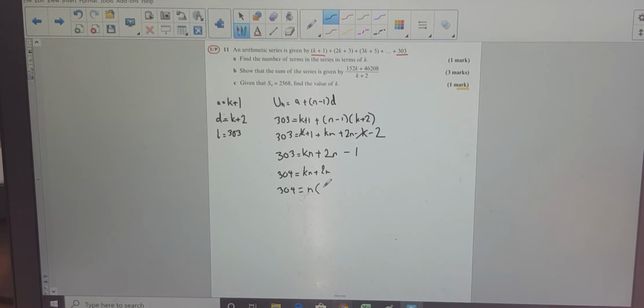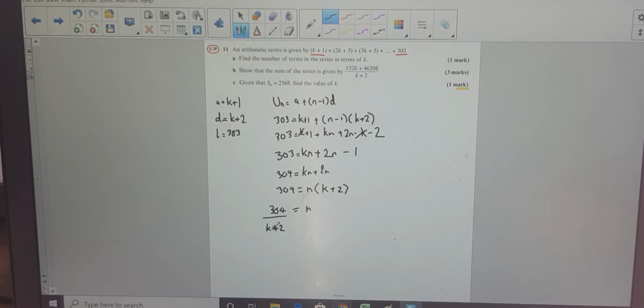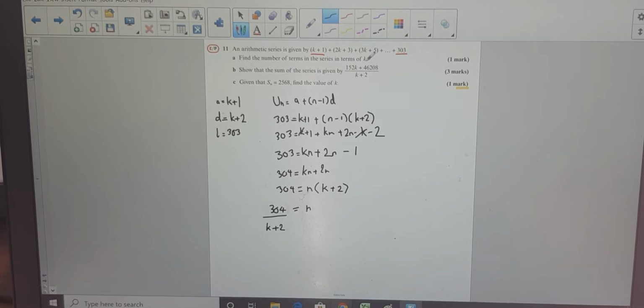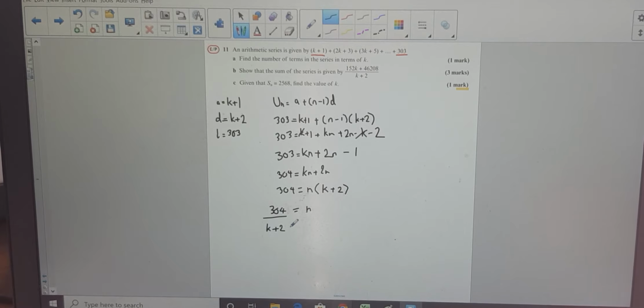Factorised, because I want to get n, and I know it's going to be in terms of k: n times k plus 2. Therefore, the number of terms in my sequence is 304 over k add 2. I don't know exactly how many terms there are in my sequence, but I know it in terms of k, because the question asks for it in terms of k.